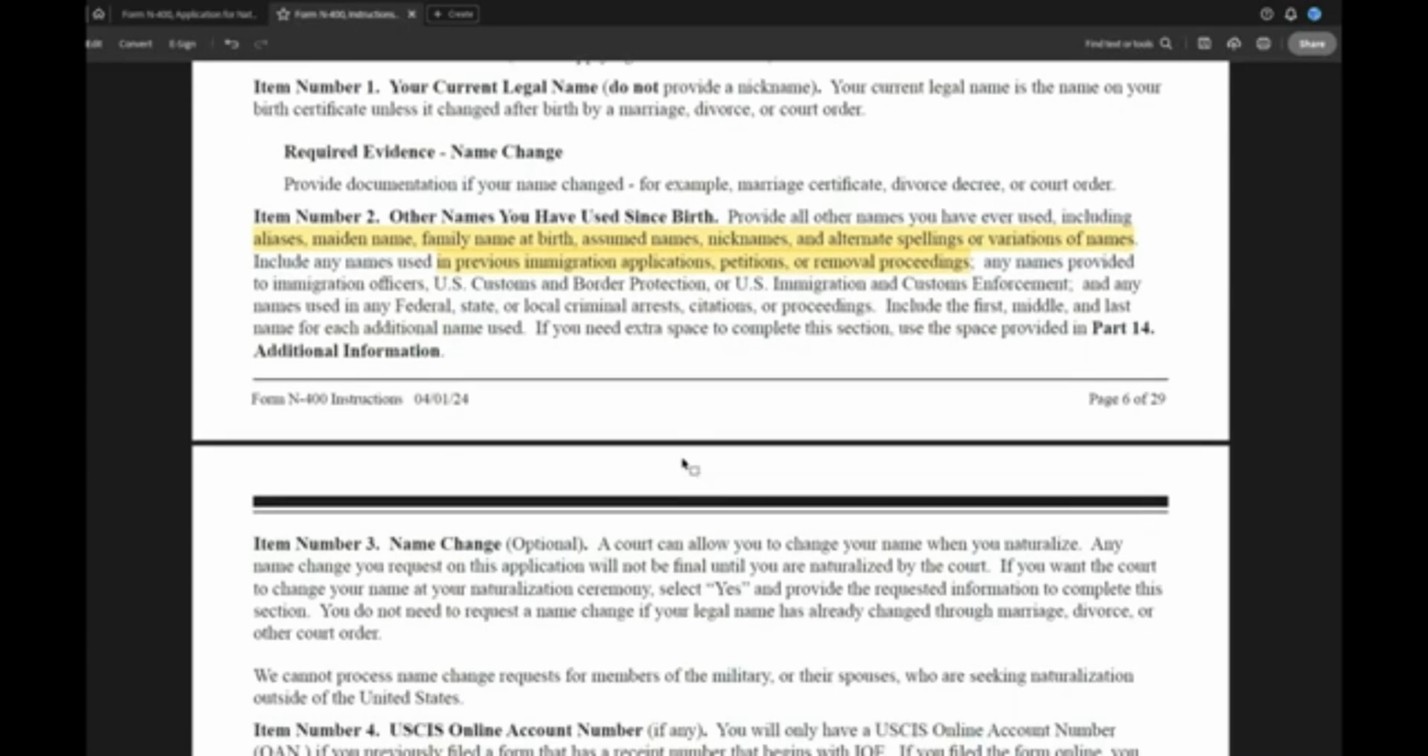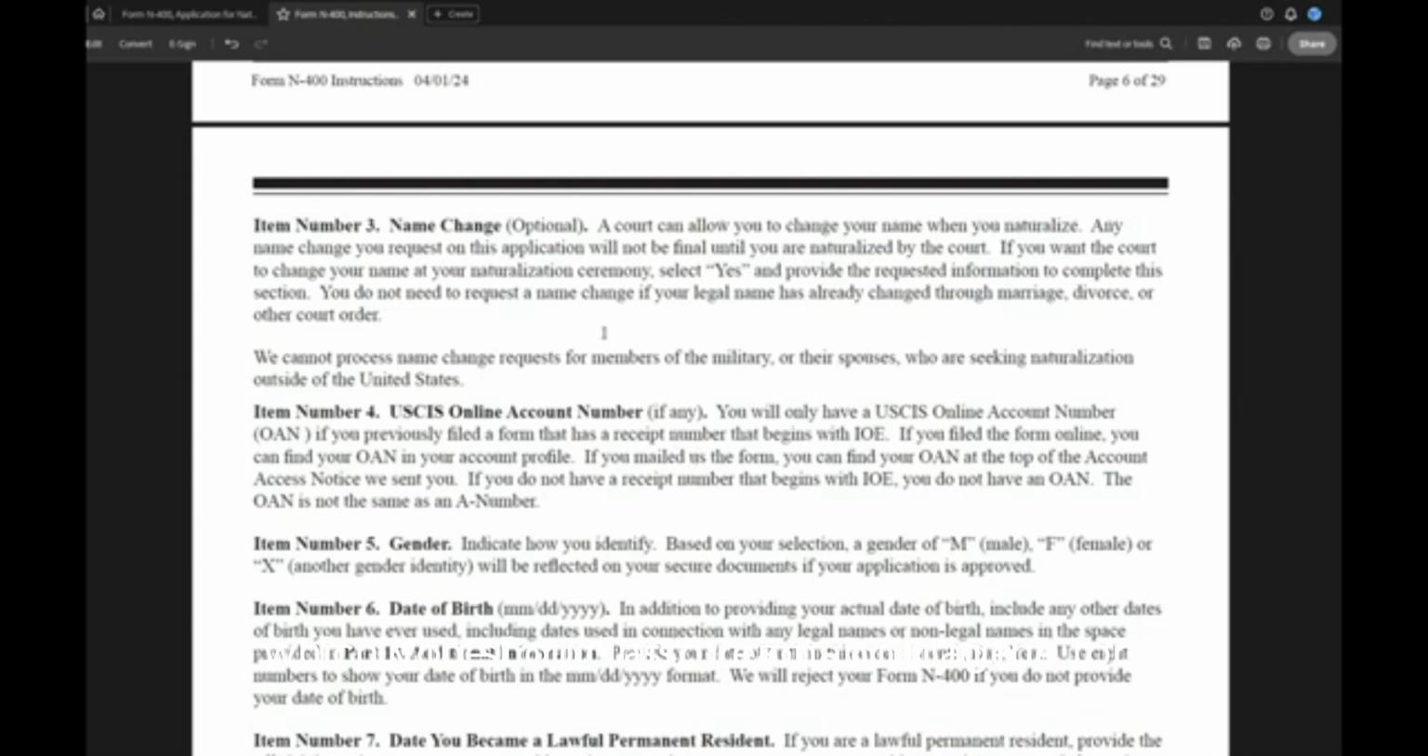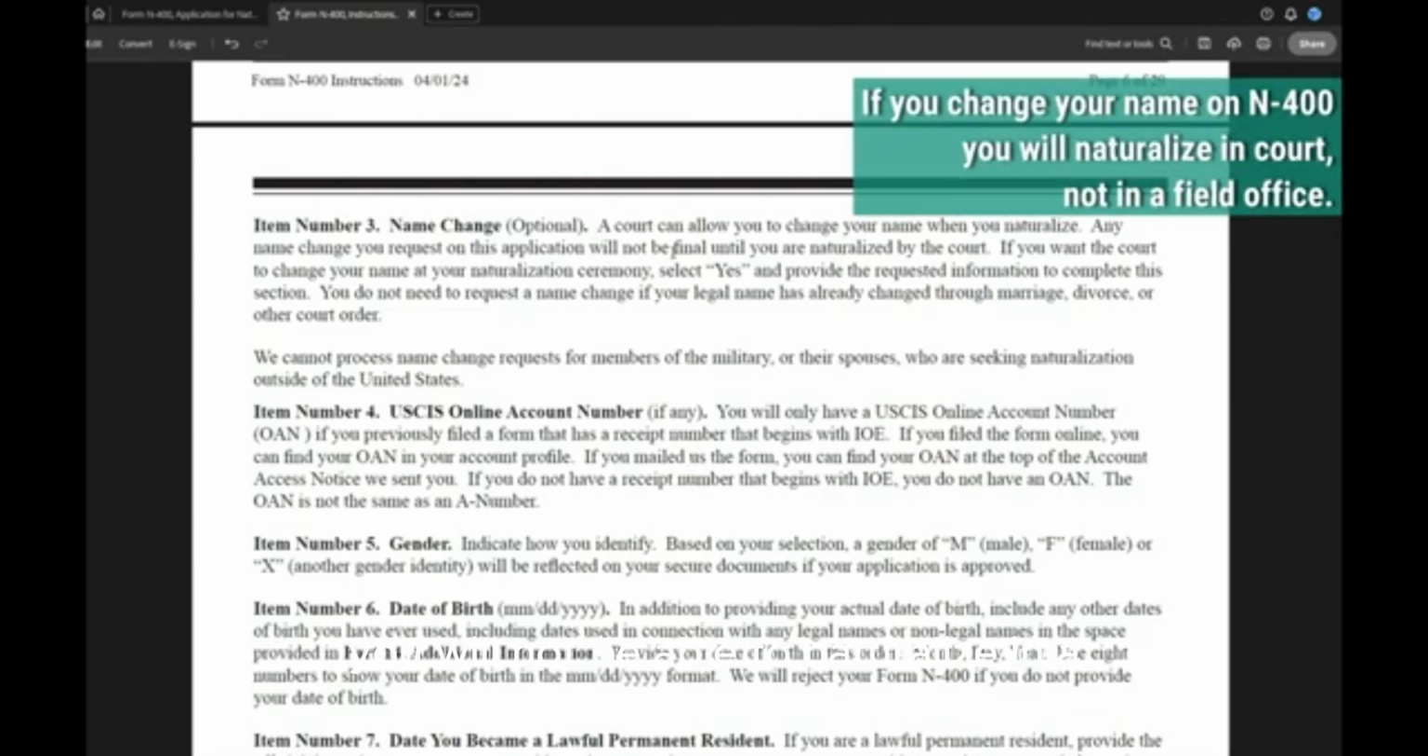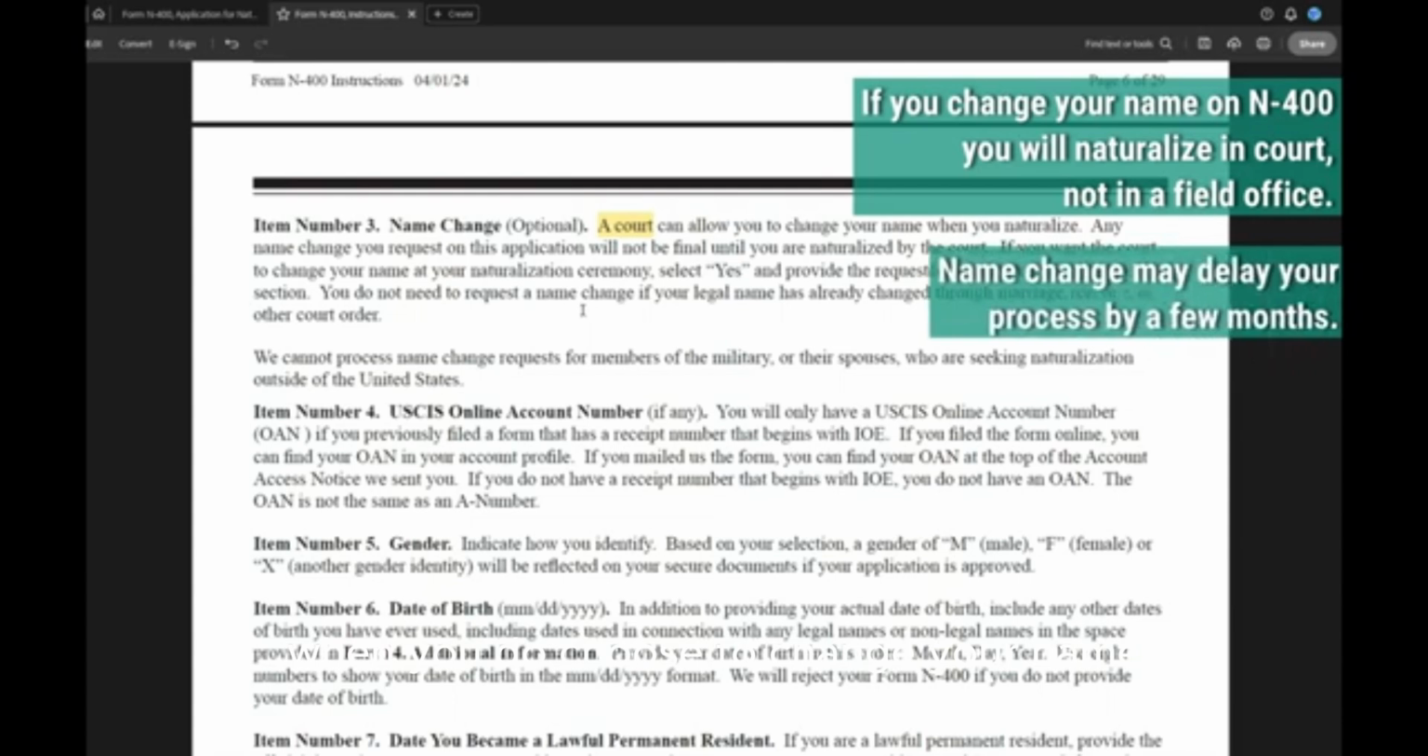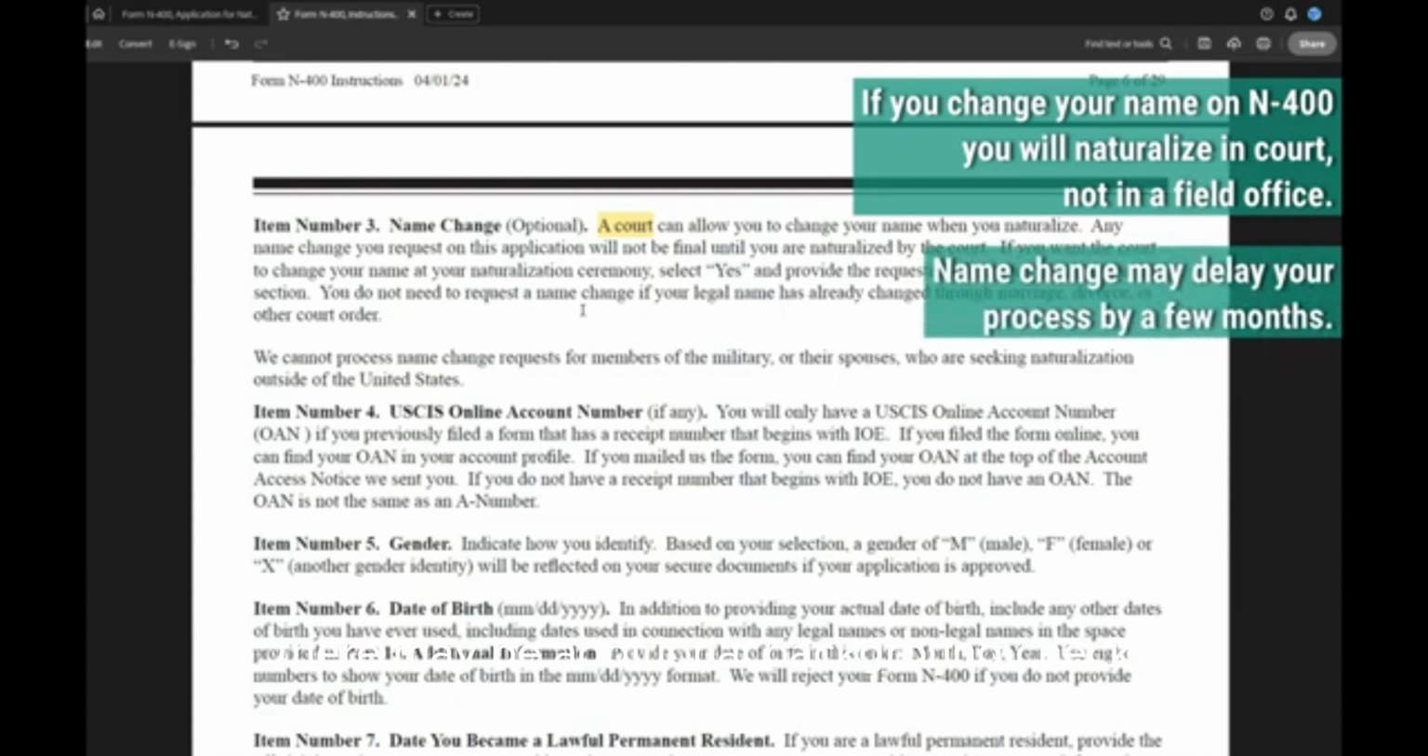One note about name change, which you should also read about in the form instructions on page 7, you will not be able to naturalize in a USCIS field office location. Your naturalization ceremony will occur in a court in front of a judge who will then approve your name change as well as your citizenship. And that is where you will take the Pledge of Allegiance. When you do choose to change your name, there may be additional background checks that they might have to do on the new name, and your entire naturalization process may take a few months longer.